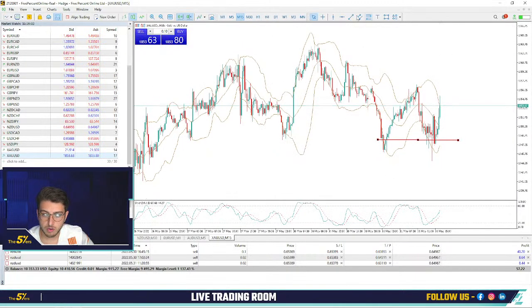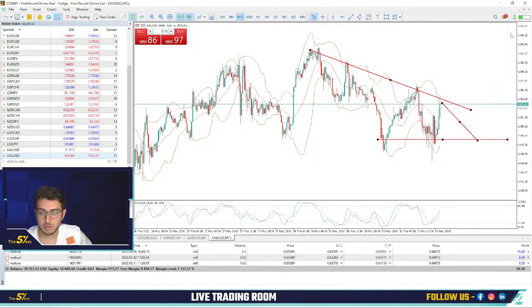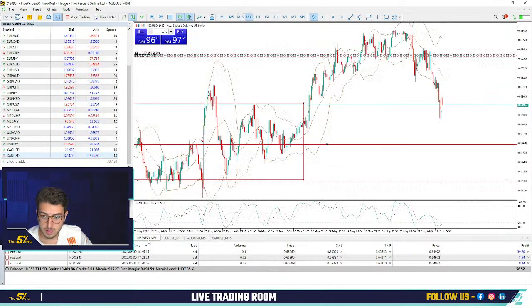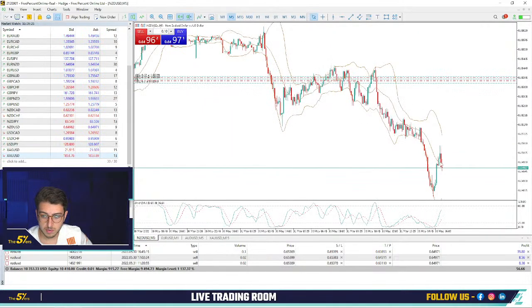Yeah, and you also have this zone. So we might be having another test to that zone. That's something that can happen as well. Yeah, for New Zealand, that's quite okay.